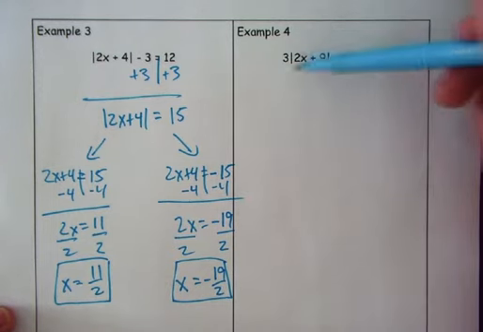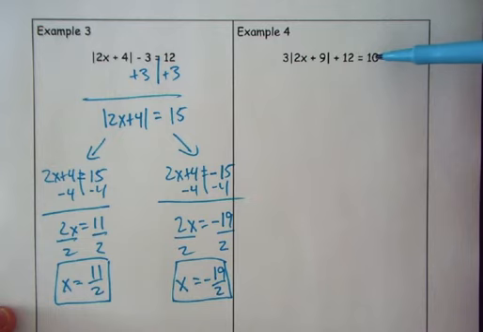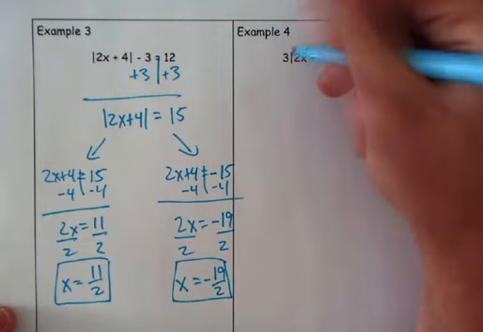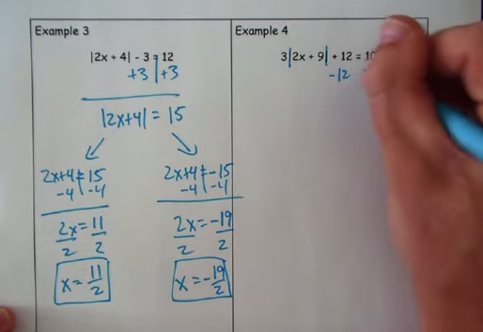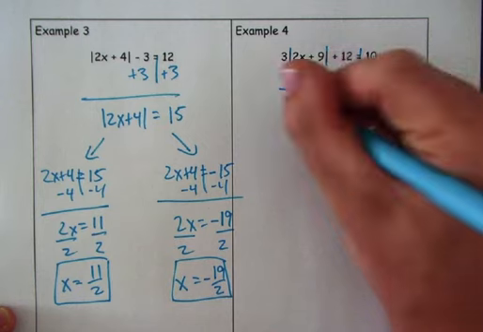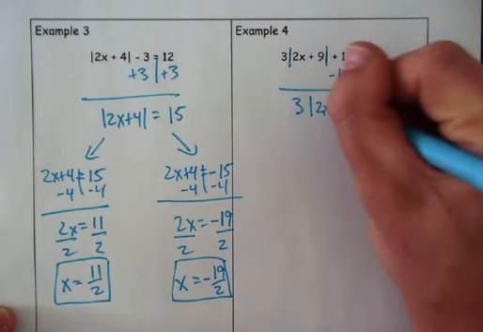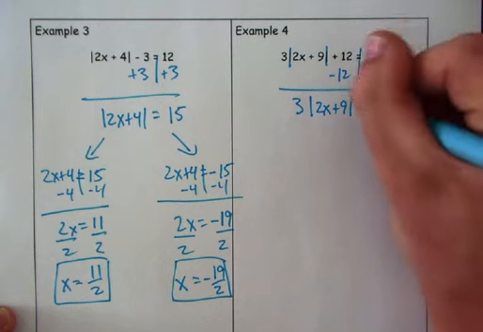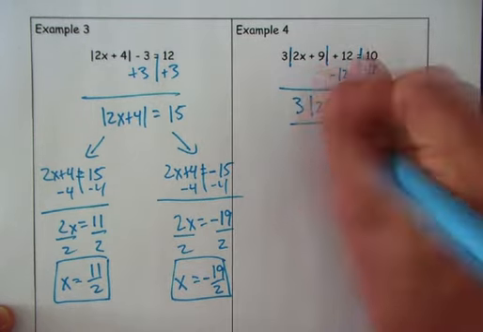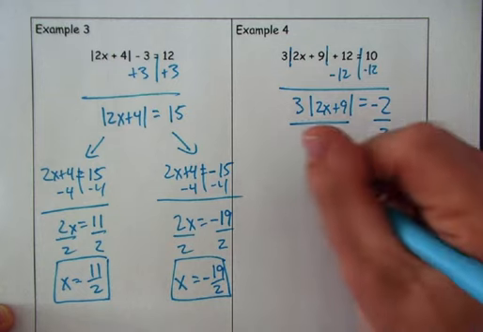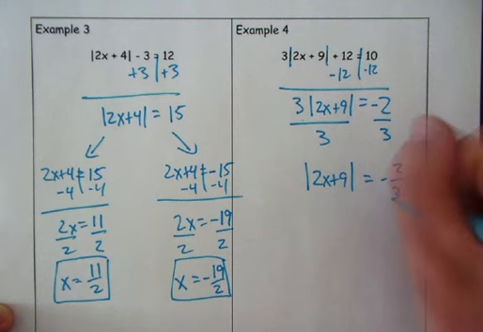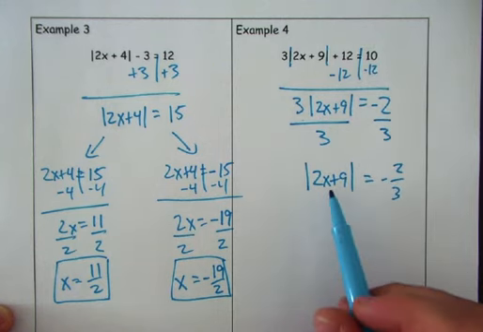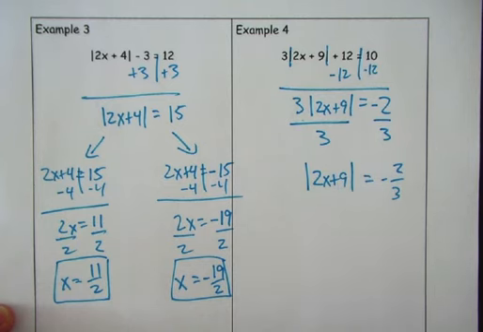We've got 3 times the absolute value of 2x plus 9, plus 12 equals 10. First thing we got to do is solve for our absolute value. We subtract 12 from both sides. We get 3 times the absolute value of 2x plus 9 equals 10 minus 12, or negative 2. Now we got to divide by 3. We get absolute value of 2x plus 9 equals negative 2/3. Now, our next step is to set the absolute value of 2x plus 9 equal to the positive and negative of the number. But we've got a problem here.